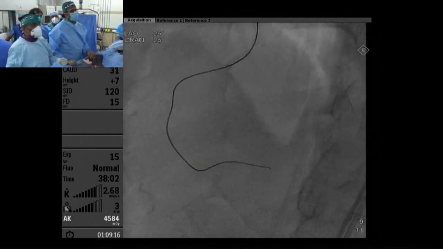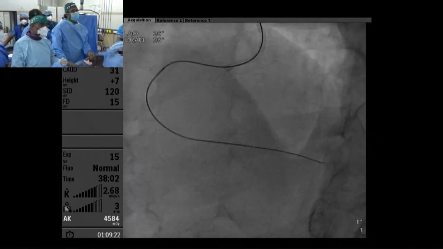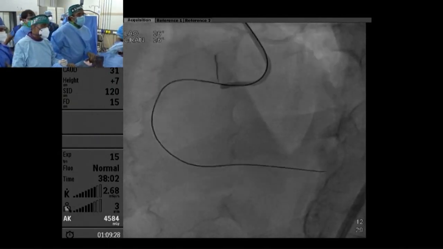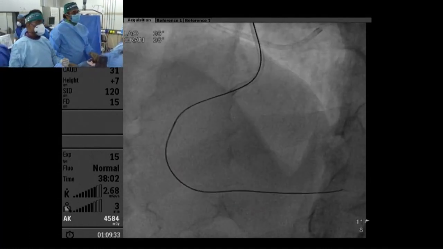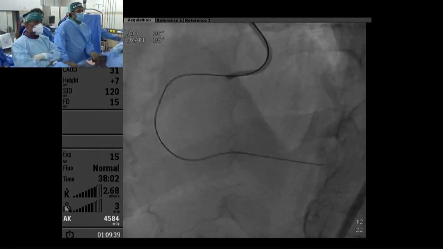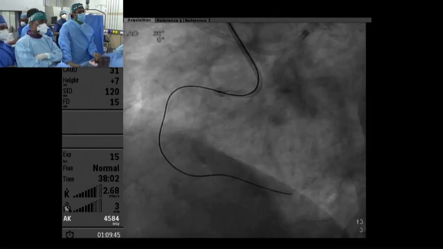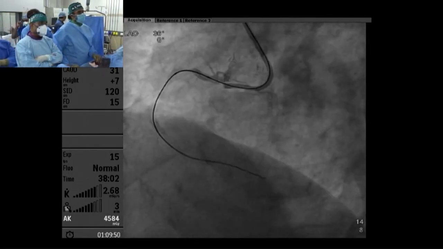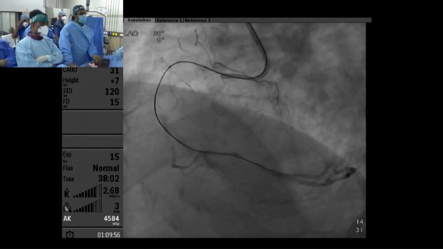Next. So the left is sort of guiding the progress of the wire. We thought we are in good position now. Time to bring in a balloon. So you can actually see the balloon come in. This is a 1.5 by 15 balloon, Abbott, Mini Trek. We had a little difficulty in pushing it, but ultimately it went well. So the whole length is now dilated with 1.5 only. So decent flow, and we probably see the length also.